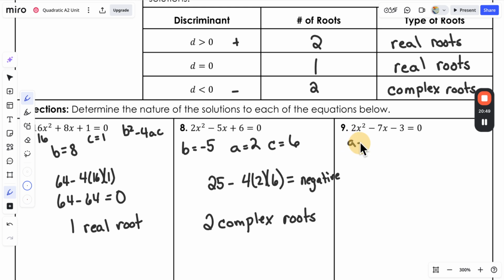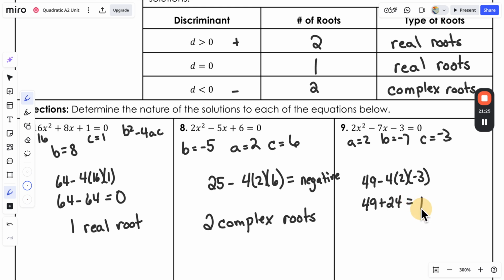Last but not least, a is equal to 2, b is equal to -7, and c is equal to -3. As we plug it in, b squared is 49 minus 4 times a times c. With c having a negative in there, that's going to turn it into a negative. Subtracting a negative is the same as adding a positive. 49, and that's 8 times 3 is 24. So that's a positive number. And that means that we have 2 real roots.